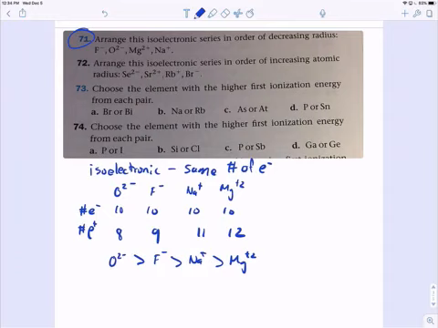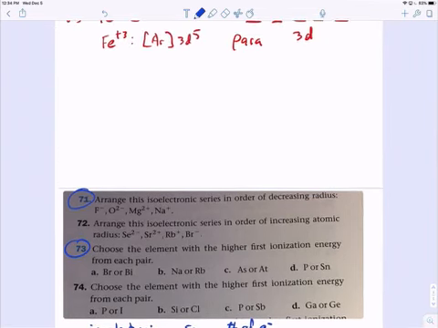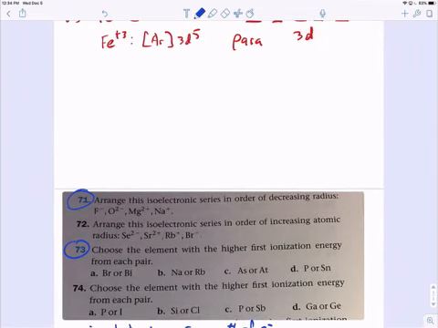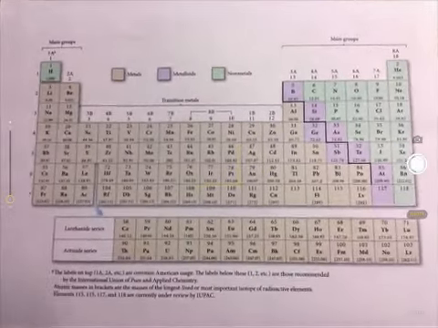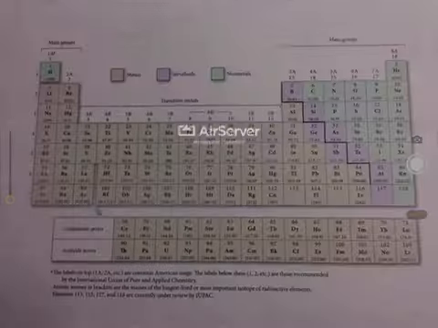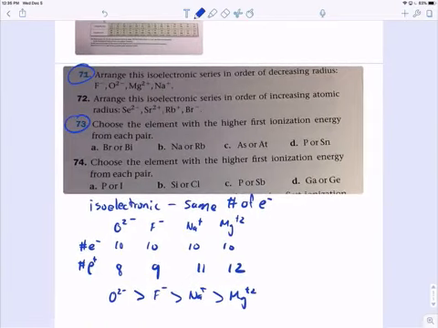And also 73, the element with the highest first ionization energy. Oh, it's easier with the periodic table. Okay, I guess I could take a picture of the periodic table.